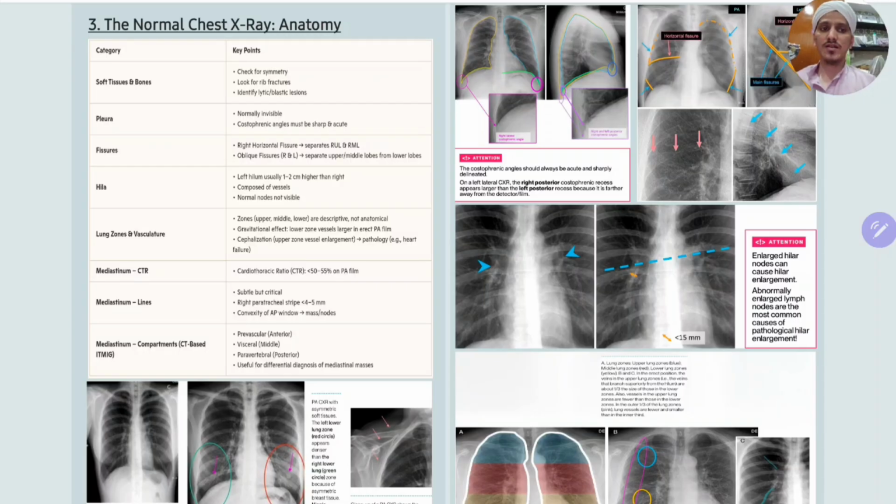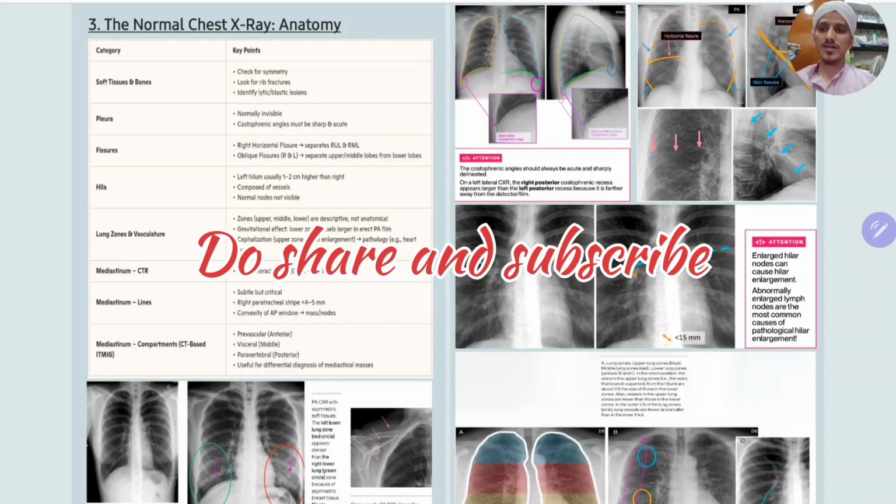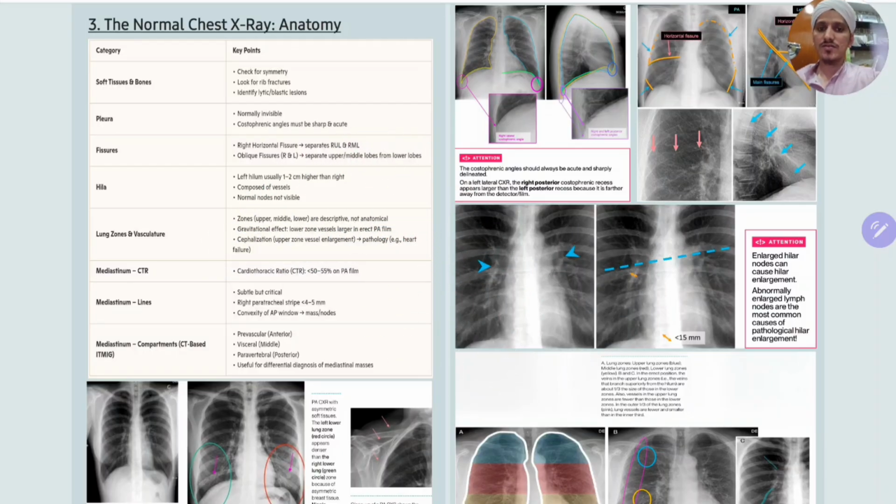So, we will move forward and begin. Today, we will discuss the normal chest X-ray anatomy. To know abnormal, first you should know normal. So, let's begin with the name of the Almighty.